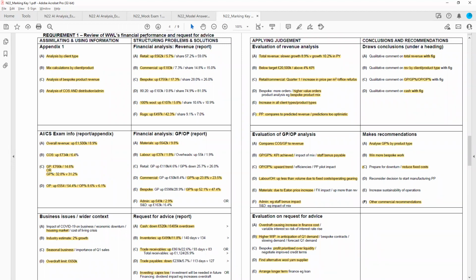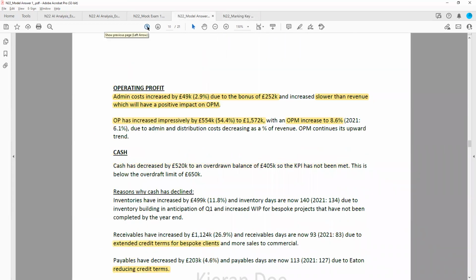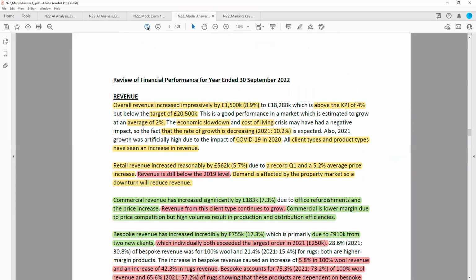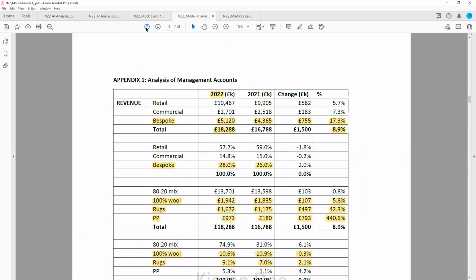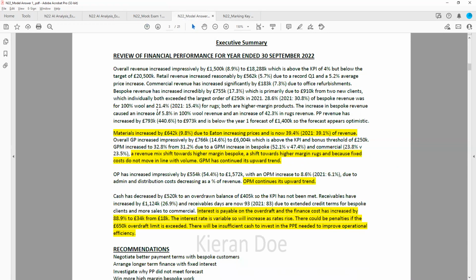So that's how we tackle requirement one. And you can see how this technique would ensure that you get close to 100%. So immediately after completing requirement one, you should then go and do your executive summary. So the executive summary, standalone document at the start of the report.